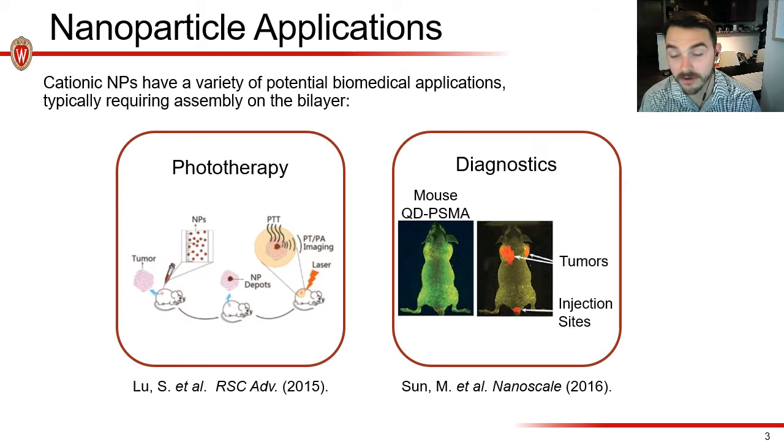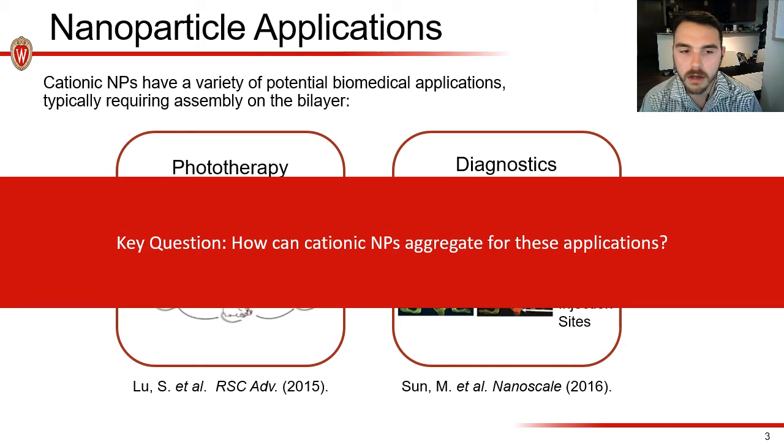These can also be used for selective diagnostics. In this specific application, the mouse will be injected with nanoparticles, which you'll see at this injection site, but you will also see that the nanoparticles selectively adsorb to the tumor sites and not anywhere else in the mouse. So where you see the aggregation of nanoparticles on these tumors, these are the places where the tumors are predicted to be, and you can make a cancer diagnosis with this tool. So the key question that we want to understand is how can cationic nanoparticles aggregate for these applications, since we all know that cationic nanoparticles are intrinsically repulsive of each other.